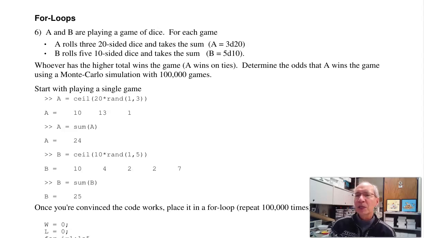Well, there's a thing called a Monte Carlo simulation. There the idea is play the game one time. If we can play it one time, play 100,000 times. And the odds of A winning is roughly the number of times A won in 100,000 games.